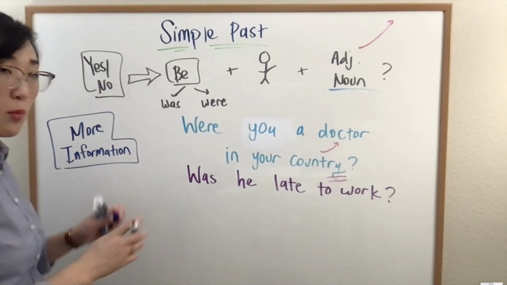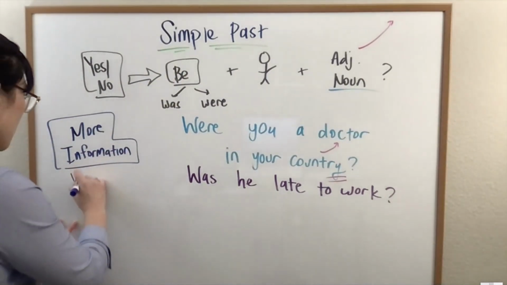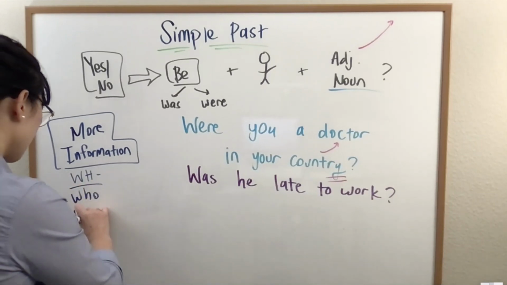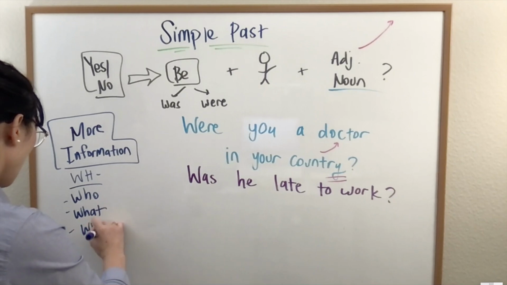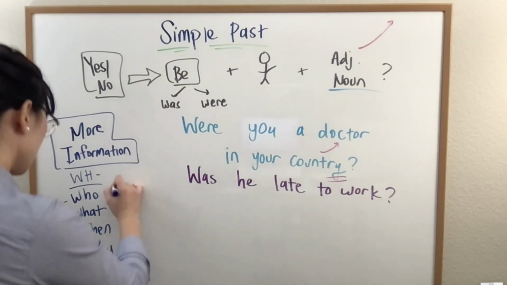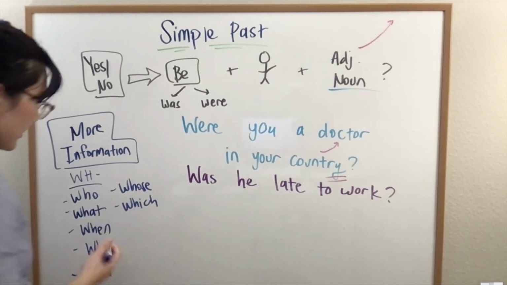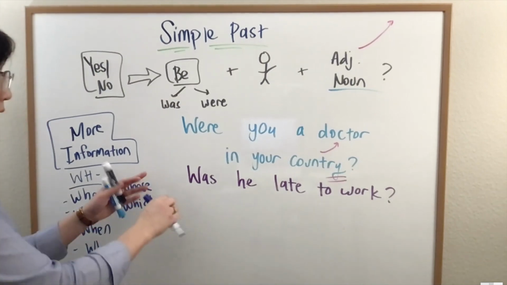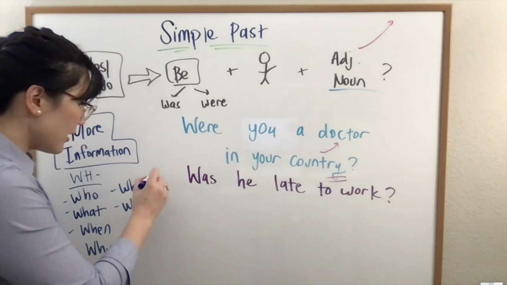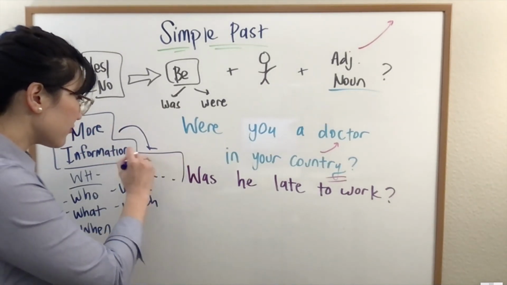We remember with more information questions, we use a special WH word. These WH words are who, what, when, why, how, whose, which, right? These are some examples. So I take this same idea, the be verb, who, and my adjective or noun, and all I do is include one of these special words in front.